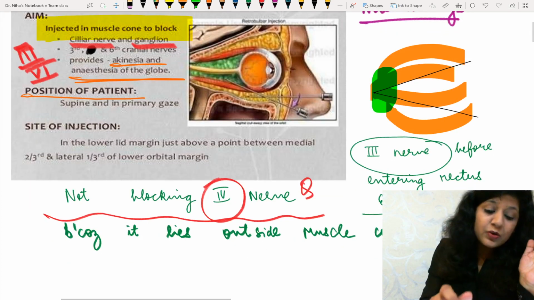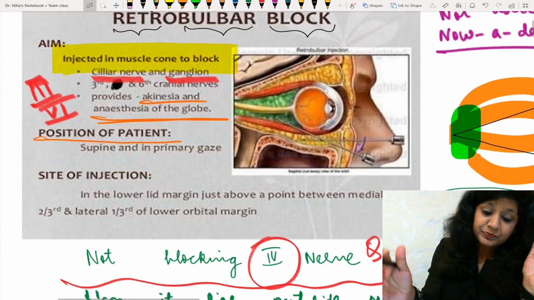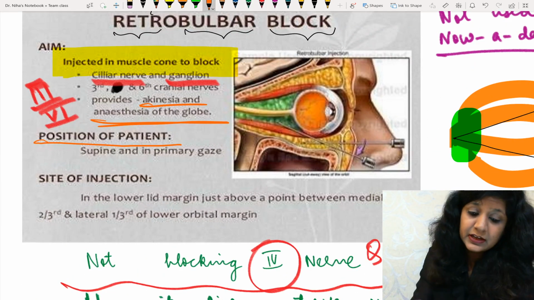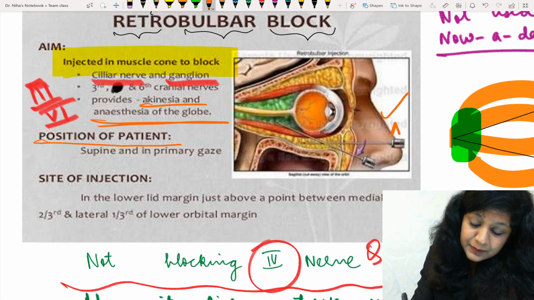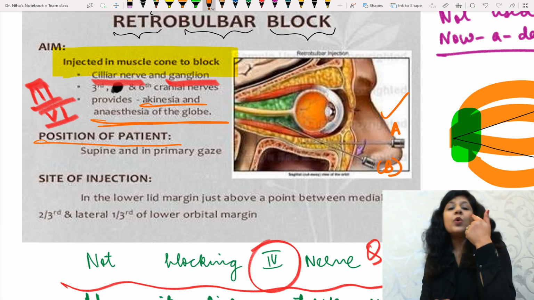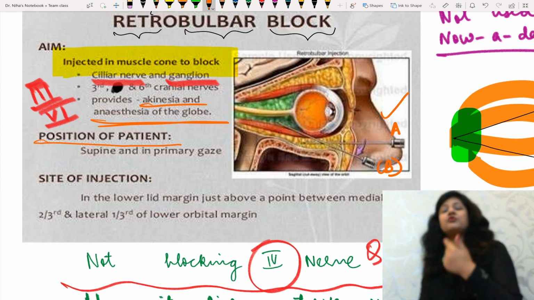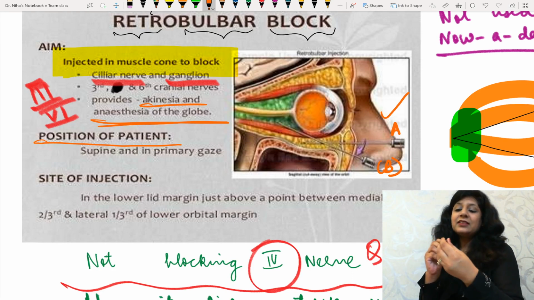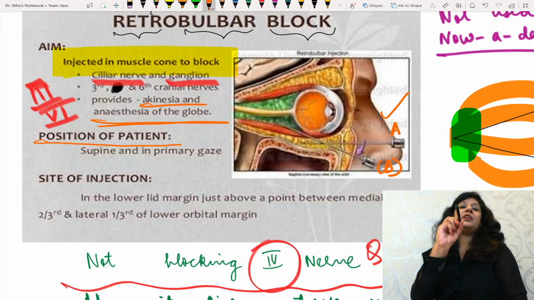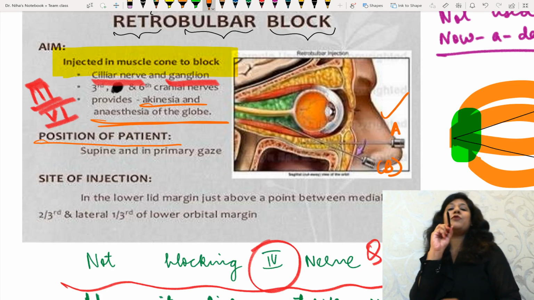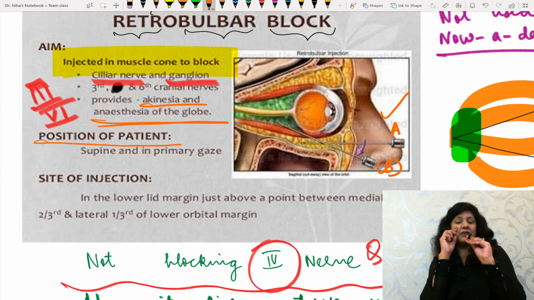Okay, now the site of injection. This is again very important. Try to concentrate on the figure now. This is step number A and then this is step number B. First of all, we have to go in the inferior fornix in the retrobulbar injection, and the plane in which you have to go, the plane first of all is straight. You have to go straight in the inferior fornix, and always remember that when we are going into the lower fornix, it's always better.